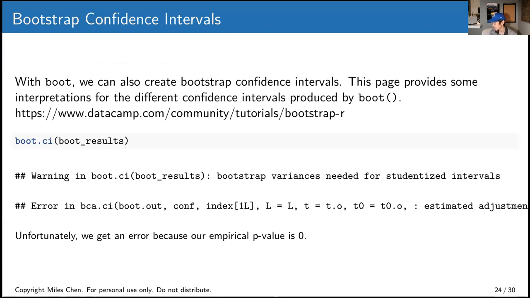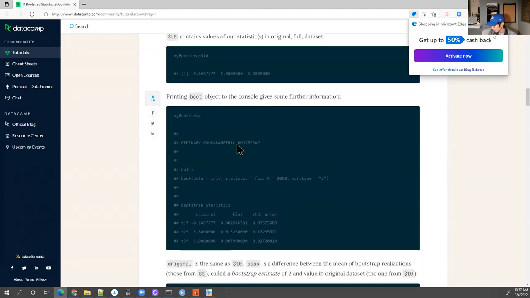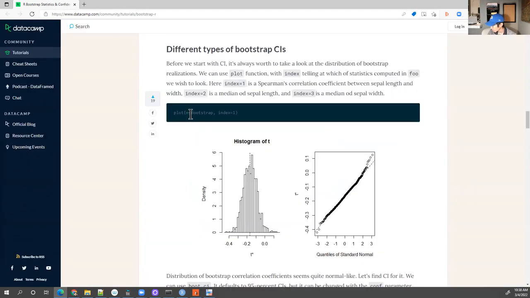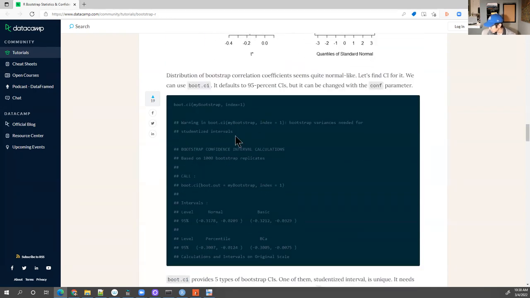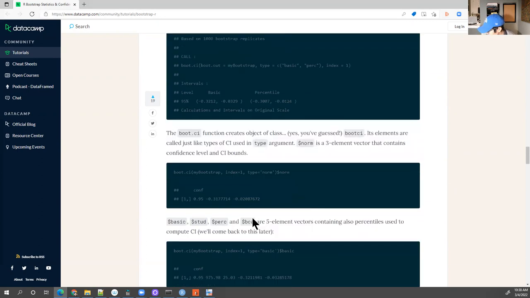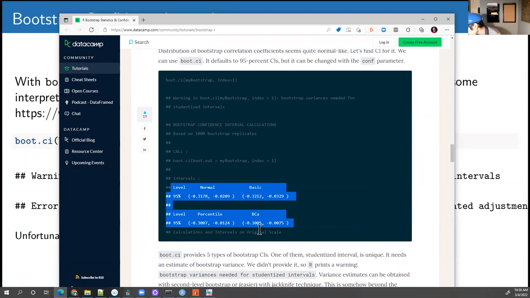We can also create some bootstrap confidence intervals. And this page, I think, covers how to do a little bit of bootstrapping in R, and they talk about some of the bootstrap confidence intervals. Okay, so if you ask for a bootstrap confidence interval, you'll get four different confidence intervals. You get the normal, the percentile, the basic, and the BCA. And I forget the exact differences between these. I have to reread some of the documentation on exactly the differences between these four confidence intervals. They're all kind of similar, but they do give slightly different results.